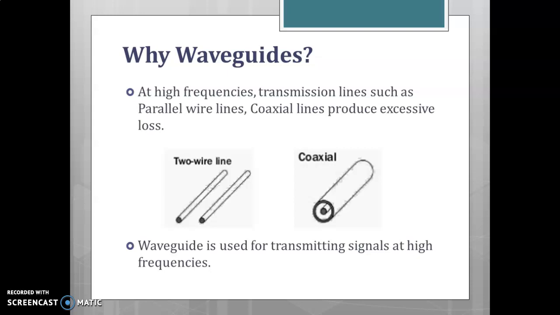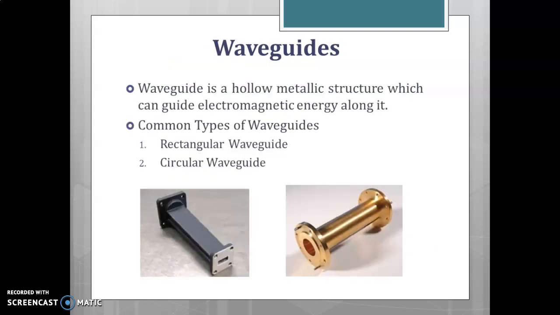So let's see what a waveguide is. A waveguide is a hollow metallic structure which is used to guide electromagnetic energy through it from one point to the other at microwave frequencies. These waveguides are usually made of high conductivity metals such as copper, aluminum, brass, etc. And a waveguide can be of any shape, but the most commonly used types are rectangular waveguide and circular waveguide, which get their names from the shape of the waveguide.